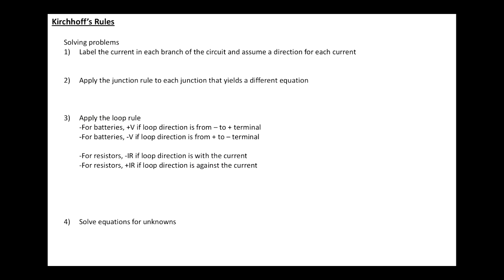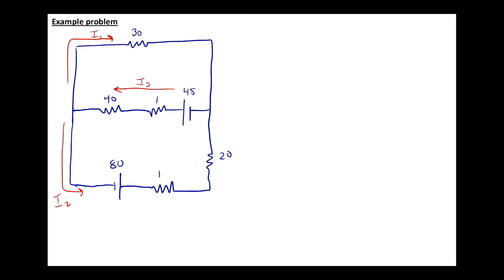So let's see. After we have that, number 2, apply the junction rule to each junction that yields a different equation. Well, we only have 2 junctions here, and they're both going to yield the exact same equation. If I look here at the left, we could say that I3 is going to be equal to I1 plus I2. That is one equation that we can use in this particular problem. Yay, junction rule, easy and done.